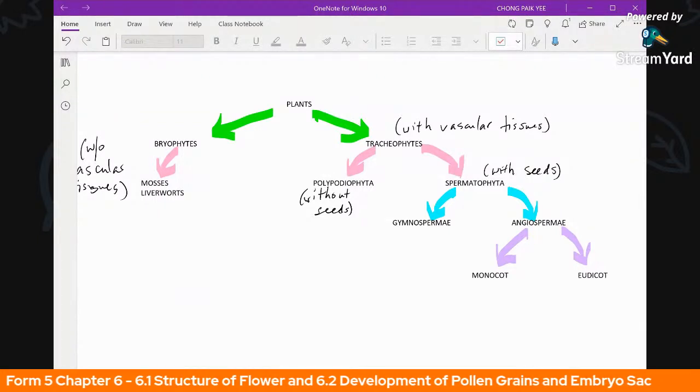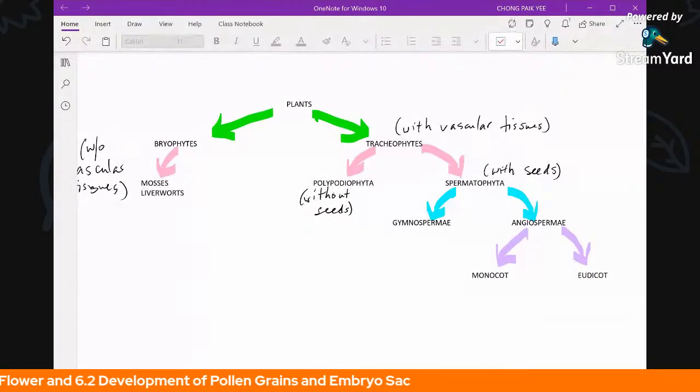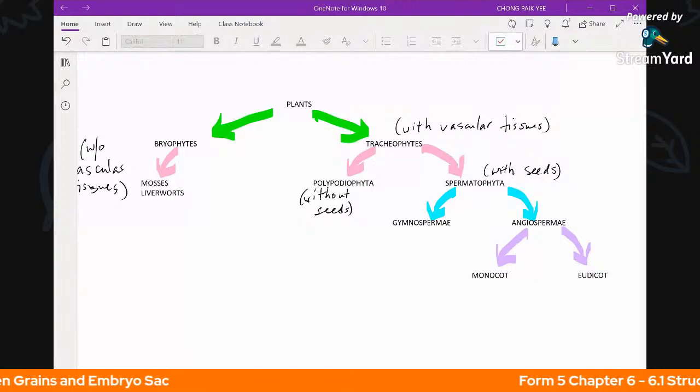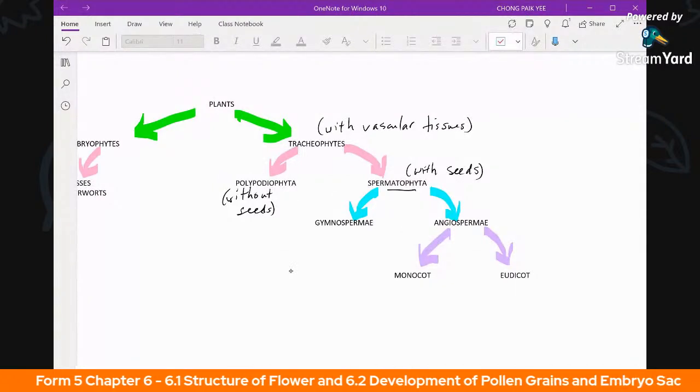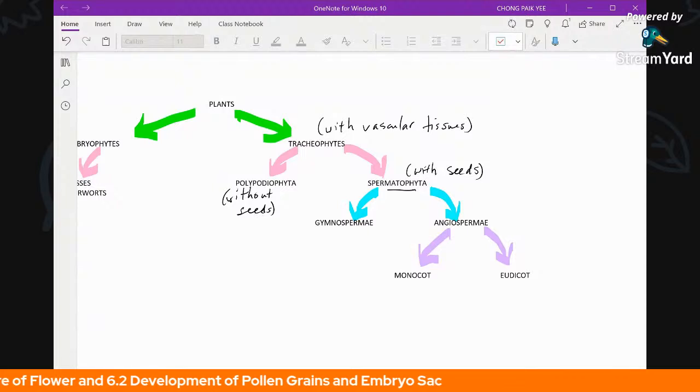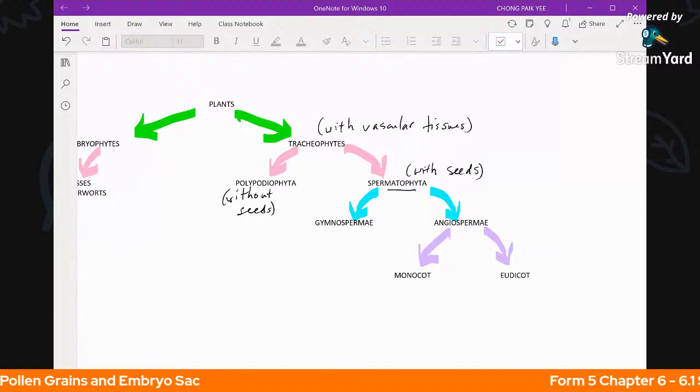So you see you've got more of the vascular plants, those are tracheophytes. You also have quite a lot more under the spermatophyta, those with seeds, which is where we are now. Under those with seeds, we are classified into two groups: Gymnospermae and Angiospermae. With the -ae at the back, it's mostly of the family. This is the hierarchical classification.